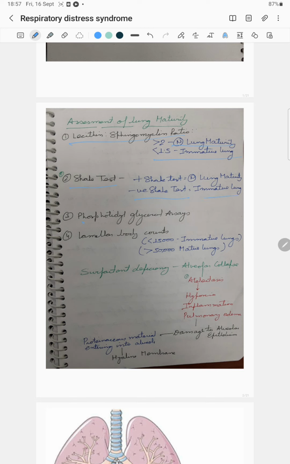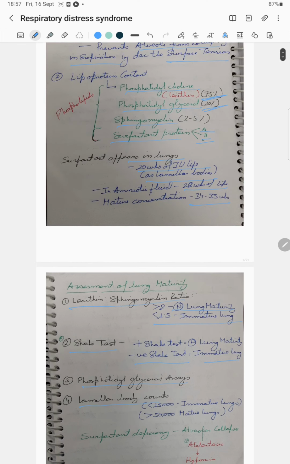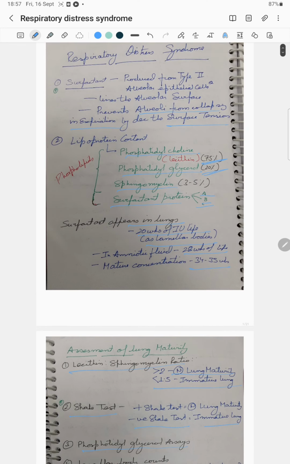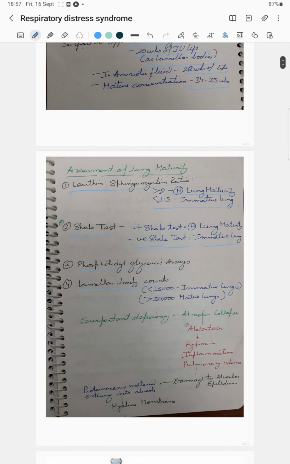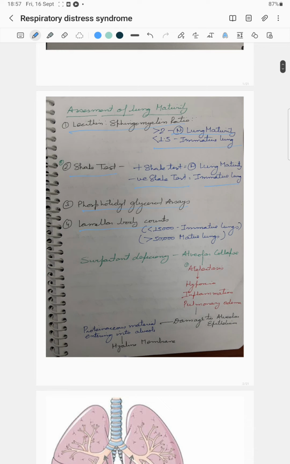Then we find the phosphatidylglycerol assay and lamellar body content. I have told earlier that it is stored in the lamellar body during the 20th week of life. Now, if the lamellar body content is less than 15,000 international units, then it is immature. If it is more than 50,000, then it is a mature lung.